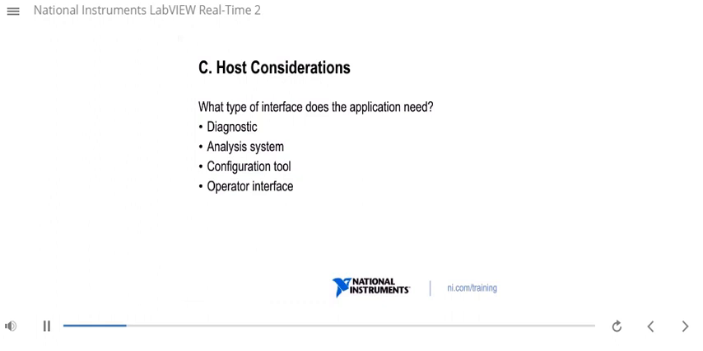So, one of the first things we'll need to consider when determining how to program our host side is what type of interface the application needs. We see a lot of different types of interfaces out there. Some of the most common are a diagnostic, an analysis system, a configuration, and an operator interface. You may also have an application that doesn't have any host interface at all. We would typically call these a headless system.